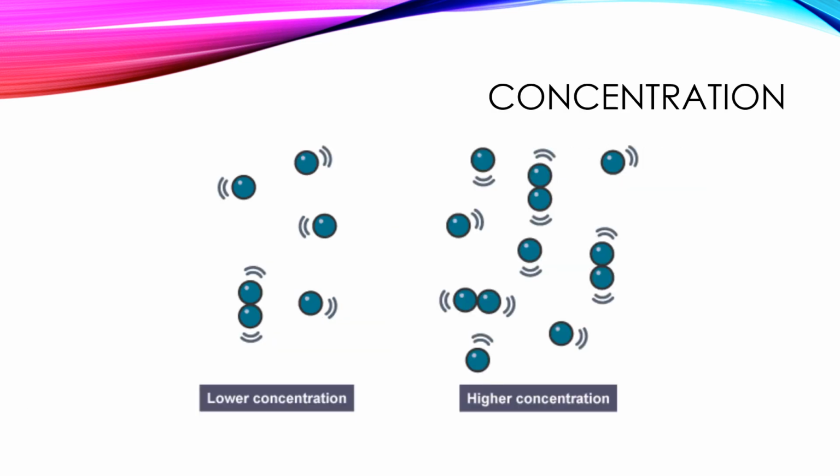And finally, concentration. If you increase the concentration of a reactant, there will be more of the chemical present. More reactant particles moving together allow more collisions to happen, and so the reaction rate is increased. The higher the concentration of reactants, the faster the rate of a reaction will be.